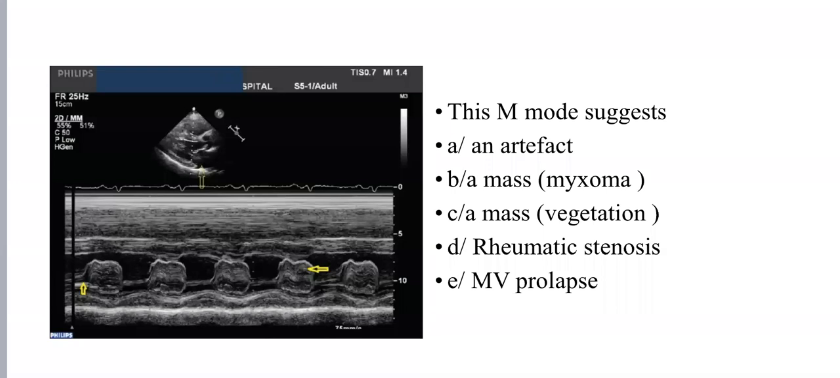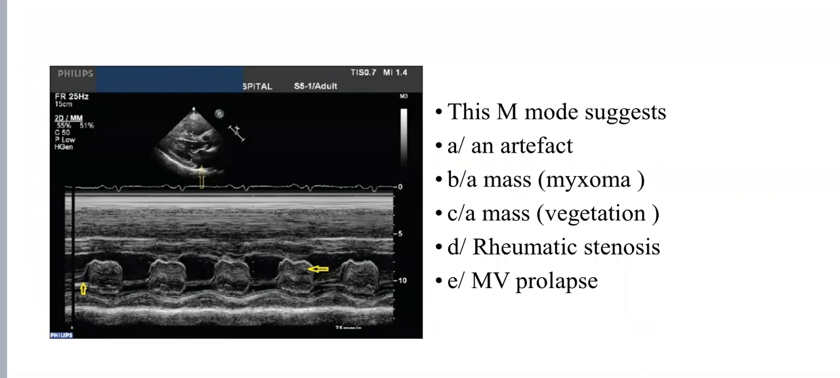So what we are seeing is an echo-dense structure filling in the space between the two leaflets. The two leaflets. Right? Yes. So there is a mass here prolapsing into the plane of the mitral valve. And this mass is big enough to fill in the space between the two leaflets during diastole. So this is most likely a myxoma. Of course, you cannot be so confident, but this is most likely, okay?